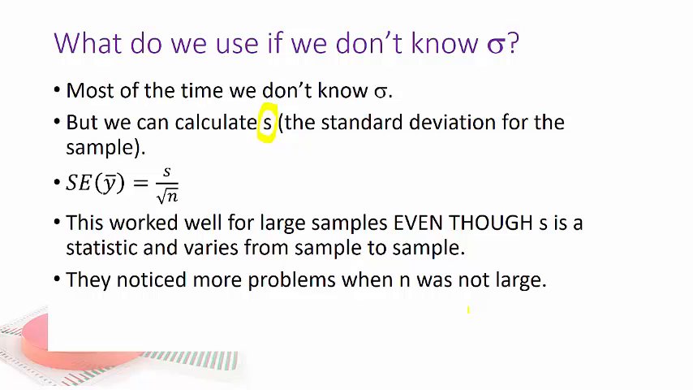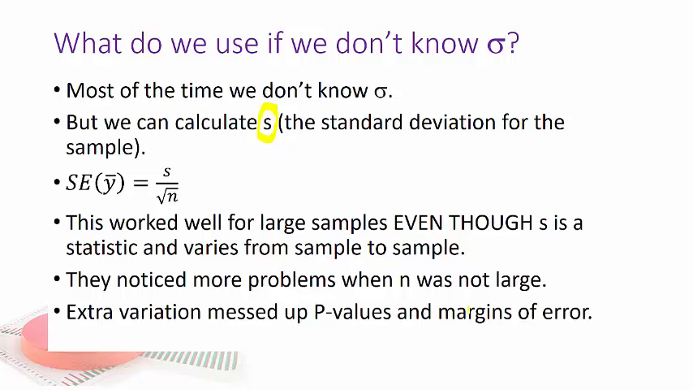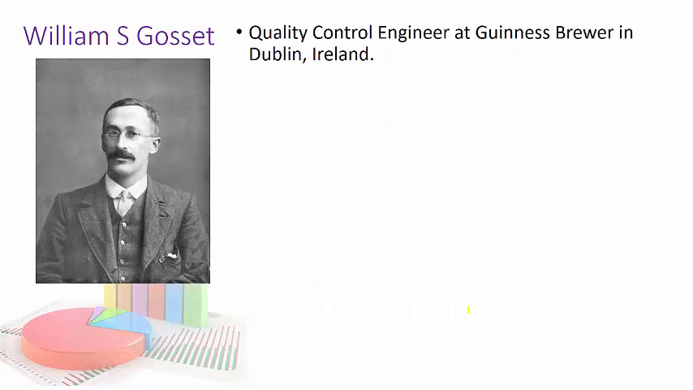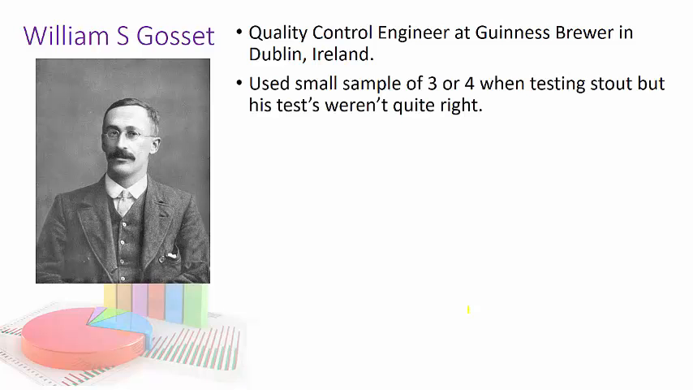And the person who really pioneered this research saw that extra variation messed up p-values and margins of error. So who was this guy? His name's William S. Gosset. He had a dream job, quality control engineer at Guinness Brewery in Dublin, Ireland. So he had to basically test the beer, and he decided he liked his liver, so he didn't want to use a huge sample size. He would use a small sample size of 3 or 4.